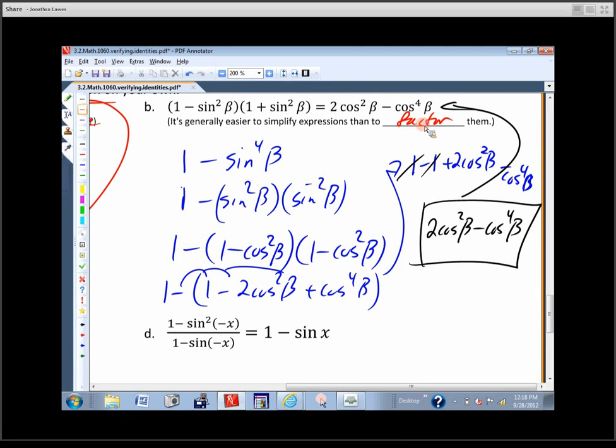Where did you get the 2 from the cosine? Because if you multiply the two of these together, you get 1 when you multiply these together. You get minus cosine squared beta when you multiply these together. When you multiply these two, you get minus cosine squared beta, and then you get plus cosine to the 4th beta. Okay? It's just the pattern for a perfect trinomial square. If you want to multiply the binomials out, that's fine. Questions?